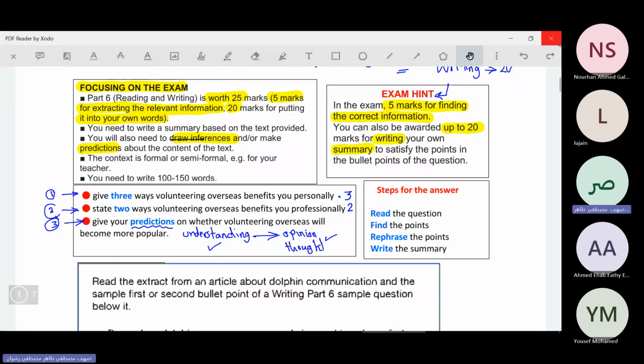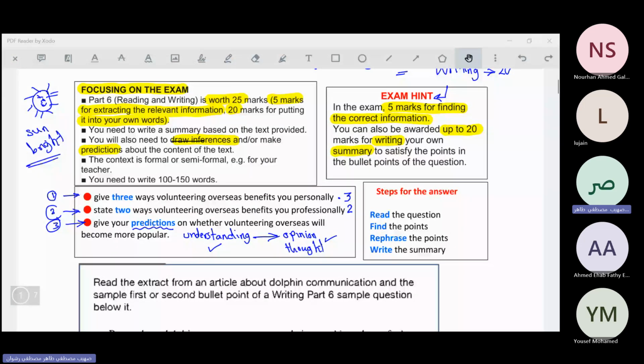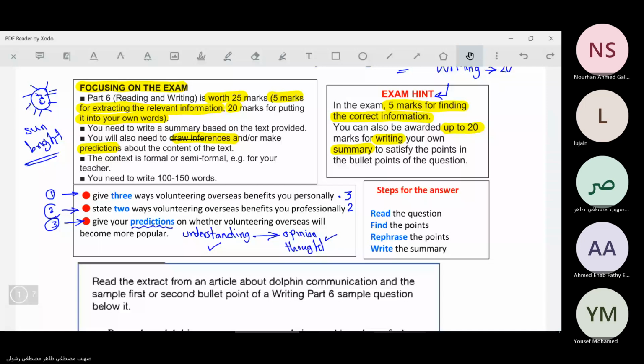Based on your comprehension, you will give your prediction. Like if I draw a picture here, and this picture contains the sun is bright. Okay, so the fact you have is the sun is bright. What is your prediction here? Prediction means what you can understand based on the given text, based on the given fact. So if I gave you this fact right now, the sun is bright, what can you infer or predict? Ahmed, what can you predict based on the given fact here?